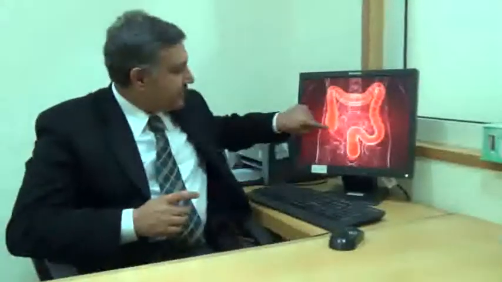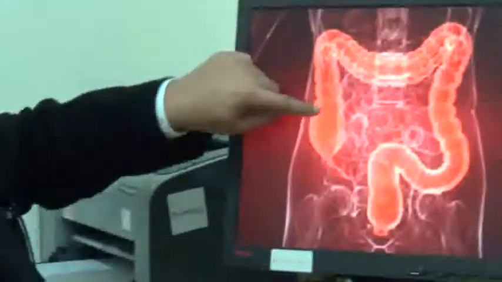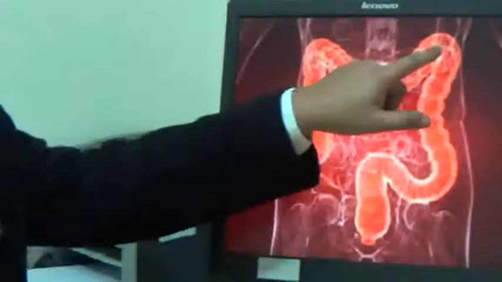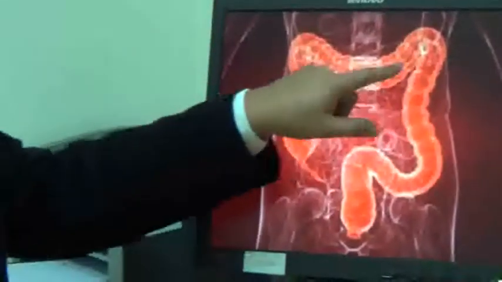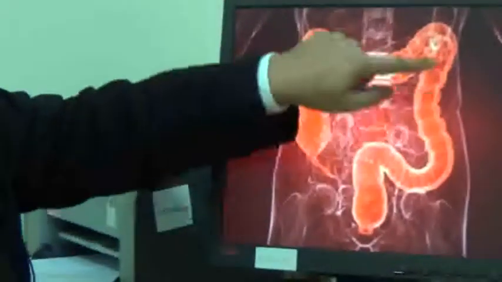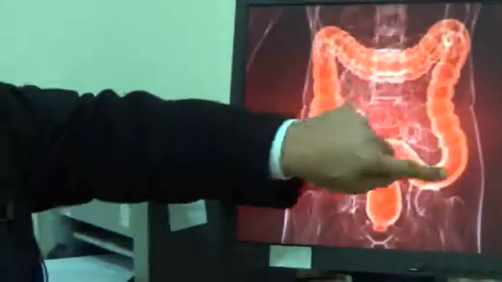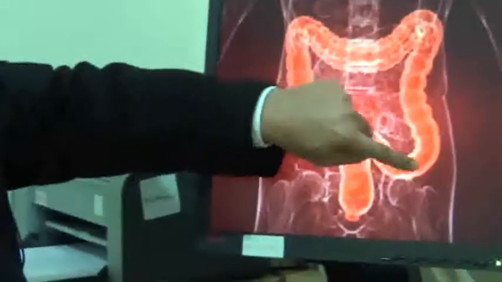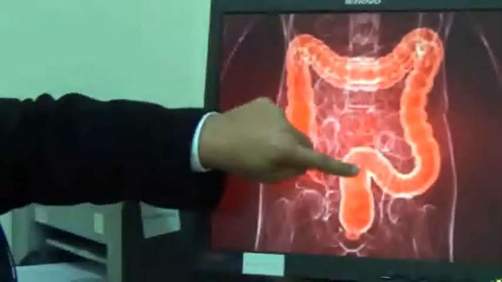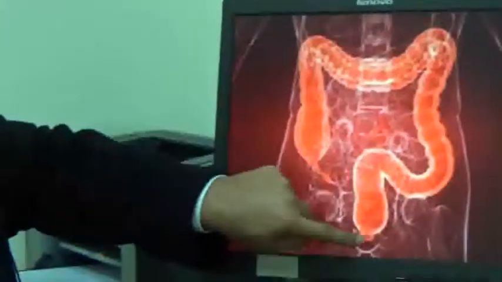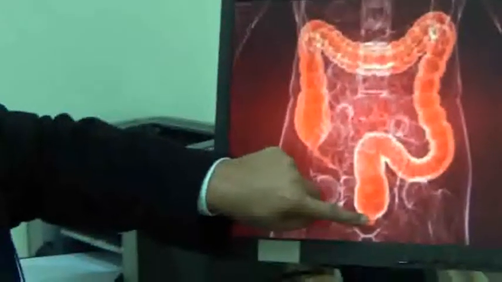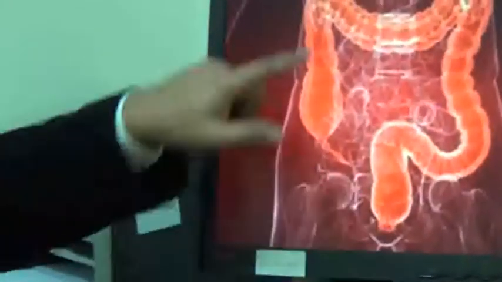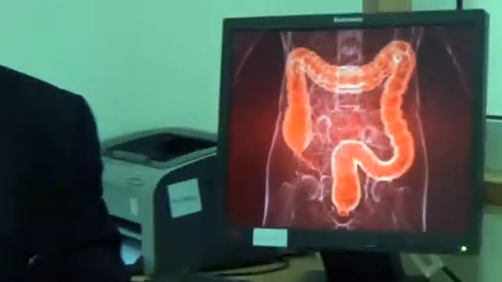Let us look at the anatomy of the colon. This is the right side of the colon. This is the transverse colon because it lies transversely in the body. This is the left colon. This is the sigmoid colon. If you see this loop, it is called sigmoid colon, and this portion is called rectum. The last 2 inches of the portion is called the anal canal. So this is the anatomy of the colon.